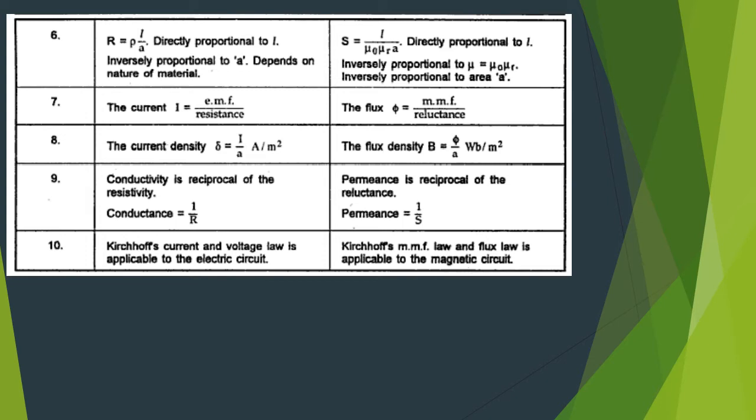In a magnetic circuit, a quantity called permeance is the reciprocal of the reluctance and should be written as 1 upon S. Last one: Kirchhoff's current and voltage laws are applicable to the electric circuit, and on the same line, Kirchhoff's MMF law and Kirchhoff's flux law are applicable to the magnetic circuit.